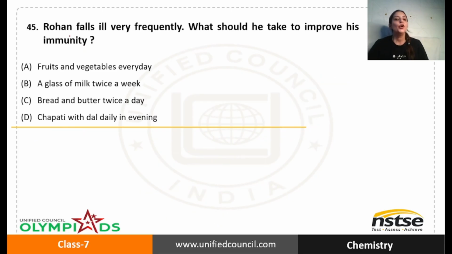Next question. Rohan falls ill very frequently. What should he take to improve his immunity? So Rohan falls ill very frequently. See, whenever you fall sick very frequently, that means that you have got low immunity.